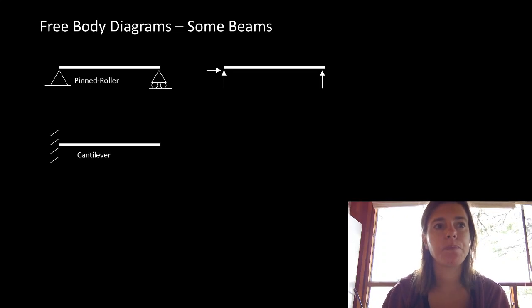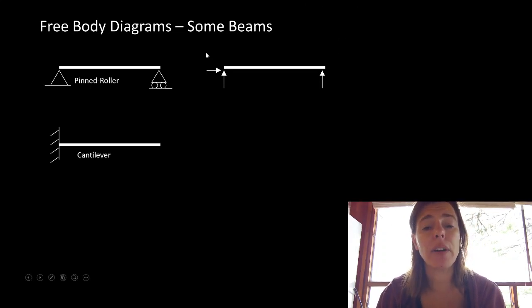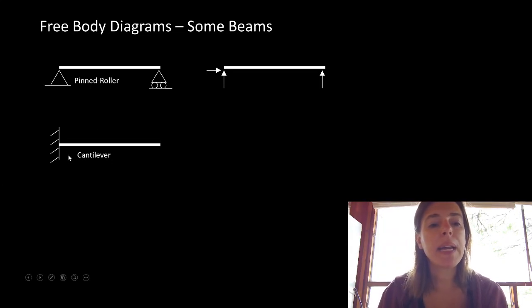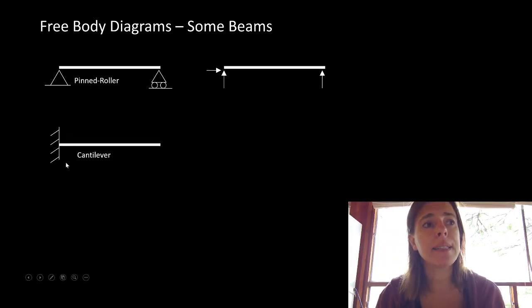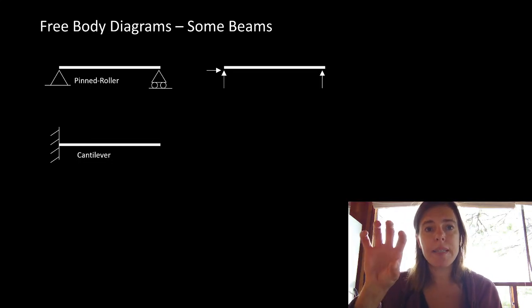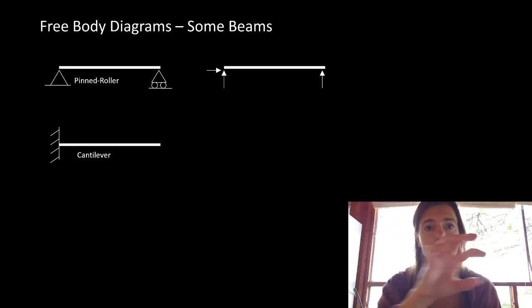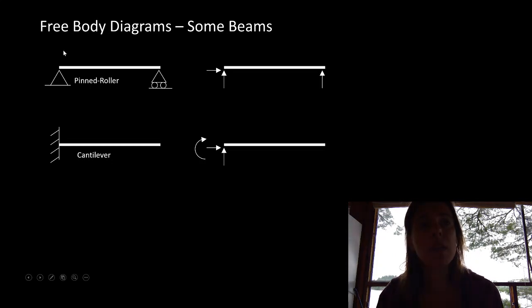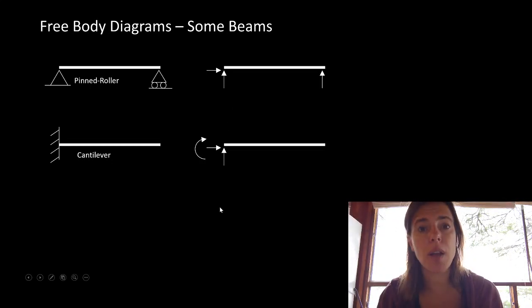A cantilever. A cantilever can be sideways or it can be standing up in the air. But a cantilever is only connected at this one point, so all three things that we're trying to resist have to happen in the same spot. We need something to stop it from going up and down, back and forth, and something that stops it from spinning. So for this, we would have a reaction to stop it from going up and down, a reaction to stop it from sliding back and forth, and a reaction to stop it from spinning.